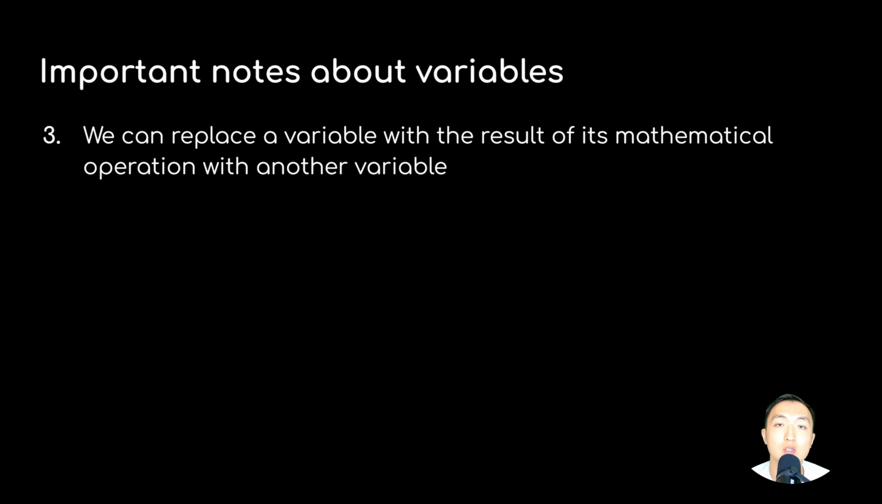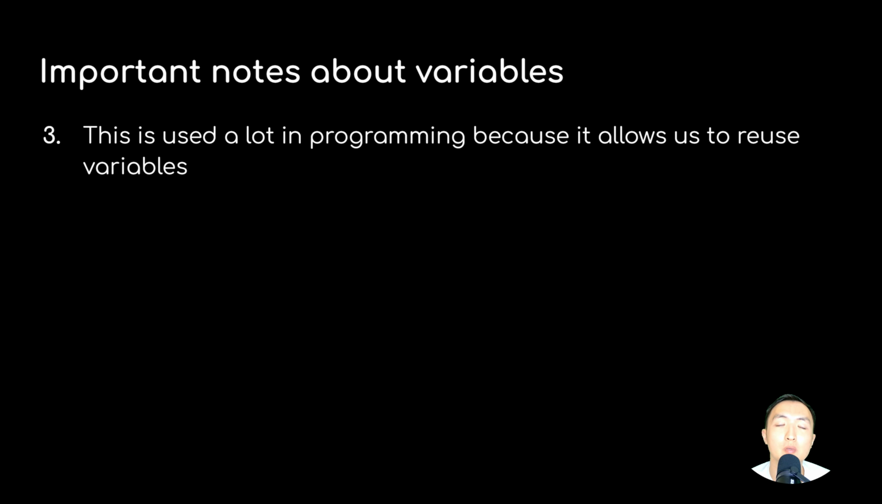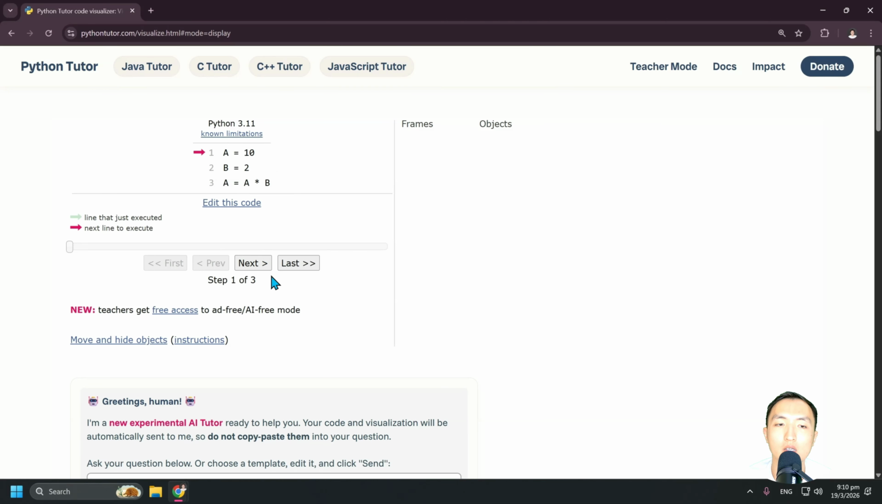Further adding to this point, we can replace a variable with the result of its mathematical operation with another variable. This is used a lot in programming because it allows us to reuse variables instead of constantly needing to create new ones. Let's look at this example. Integer 10 is stored in variable A, 2 in B, and in line 3, A is multiplied with B and the result is stored back into A. Let's pay attention to variable A in global frame. If I run line 3, you'll notice that it now contains the results of 10 times 2, which is 20.